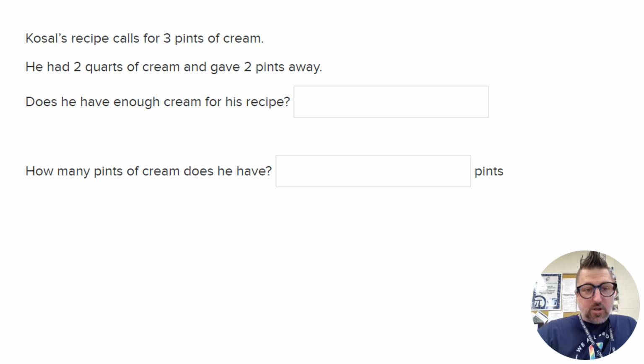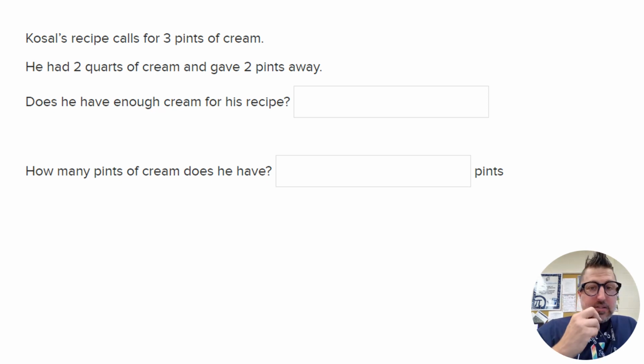Kosel's recipe calls for 3 pints of cream. He had 2 quarts of cream and gave 2 pints away. Does he have enough cream for this recipe? All right, so I know he needs 3 pints of cream. He has 2 quarts, so I have to figure out how many pints there are in 2 quarts.